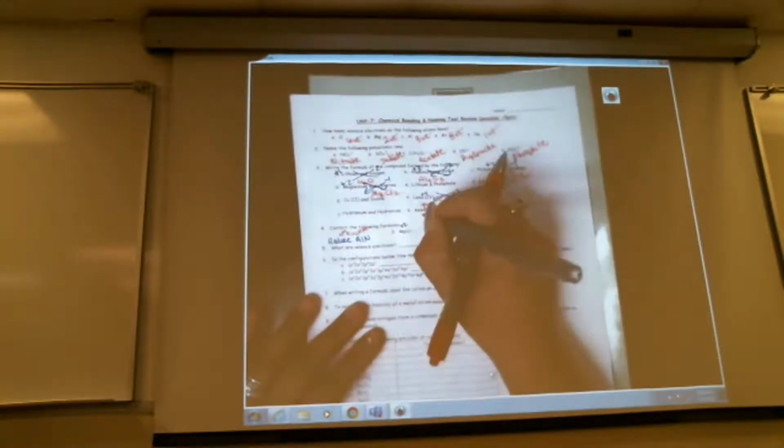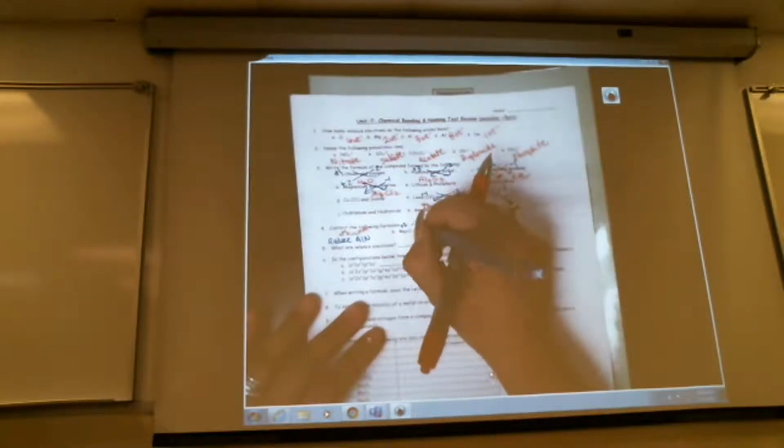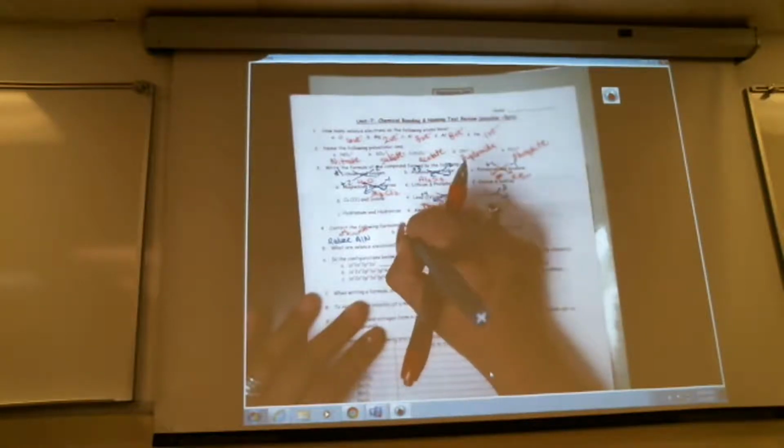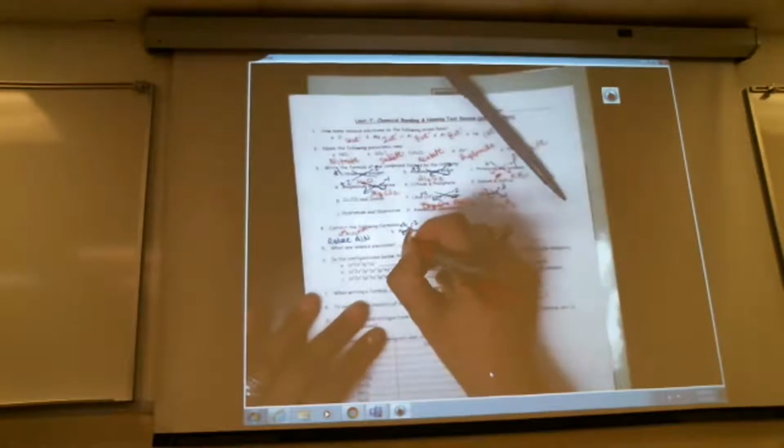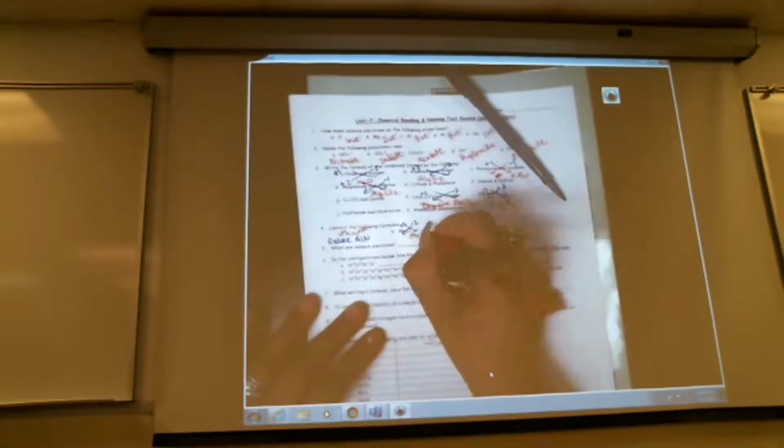The next one here, magnesium and oxygen. Well, magnesium is a metal in group 2, so that's a +2 charge. Oxygen is a nonmetal, which is a -2 charge. If I crisscross those, it should look like this, MgO, and I had to reduce them. The next one over here, I have Cl chlorine, and I have Na.